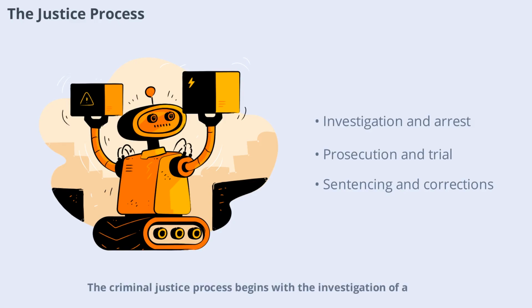The criminal justice process begins with the investigation of a crime and ends with the release and reintegration of an offender. It includes several steps: investigation, arrest, prosecution, trial, sentencing, and corrections. Each step is designed to ensure fairness and protect the rights of everyone involved. The process can be complex, but it's essential for maintaining trust in the system and ensuring that justice is served.